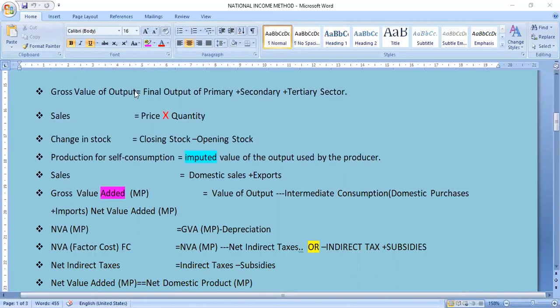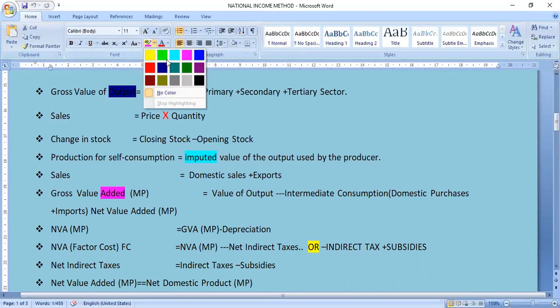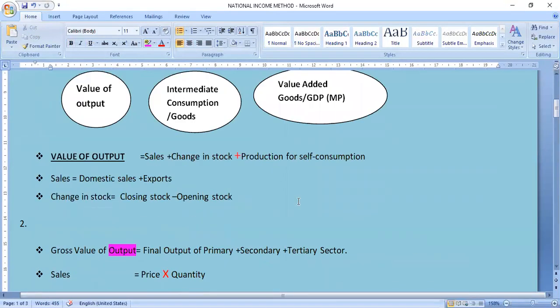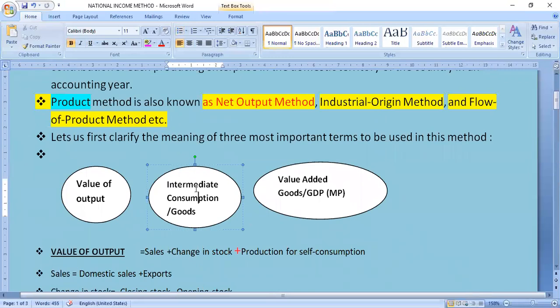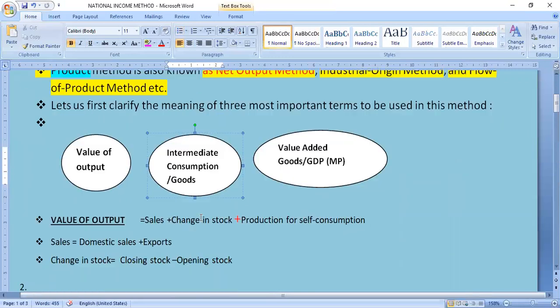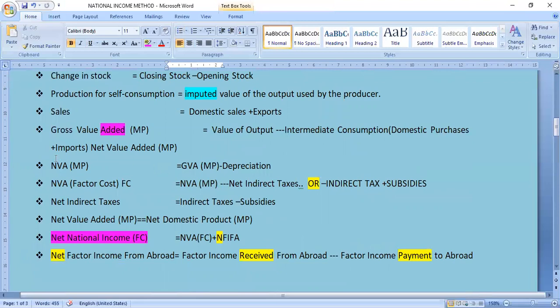Here we have written the output point, but one more point is added. There is a difference between value added and output. Gross value added is total gross value of output minus IC, intermediate consumption. So it calculates how much value, how much price and profit we have added in the goods. We can see here the value of the output.